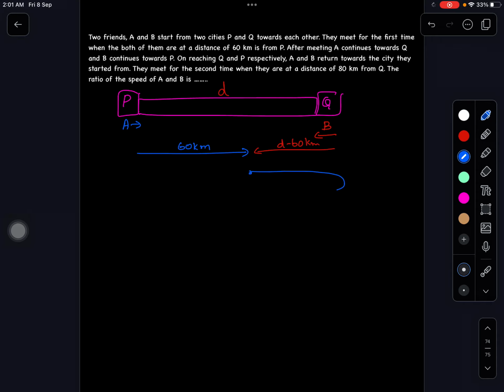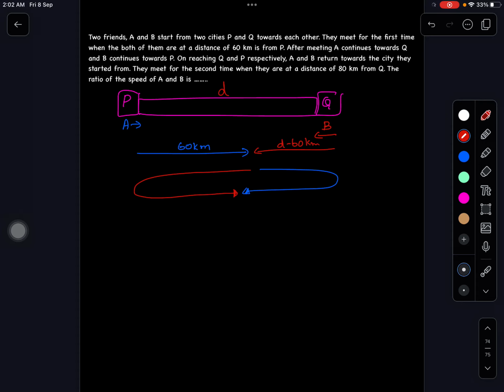A goes to the opposite end and comes back somewhere here. We don't know where, but somewhere. And whether this point is on this side of the track or this side of the track, we have no idea. Until we know their speed ratio, we have no idea. So let's assume that somewhere around this point they are meeting, and B goes to city P and comes back and meets here.